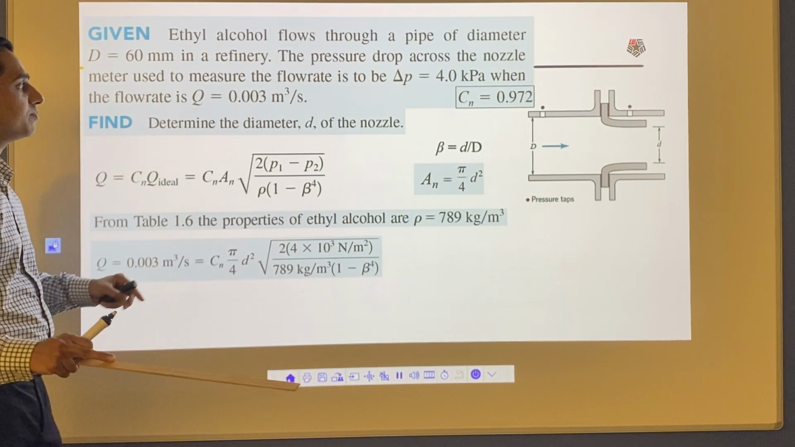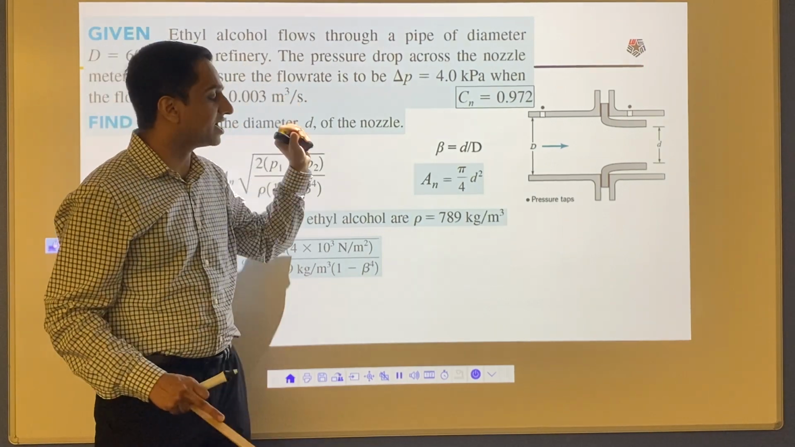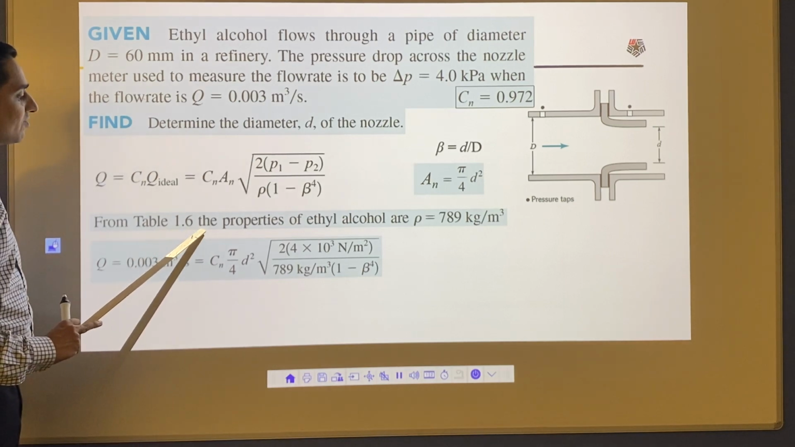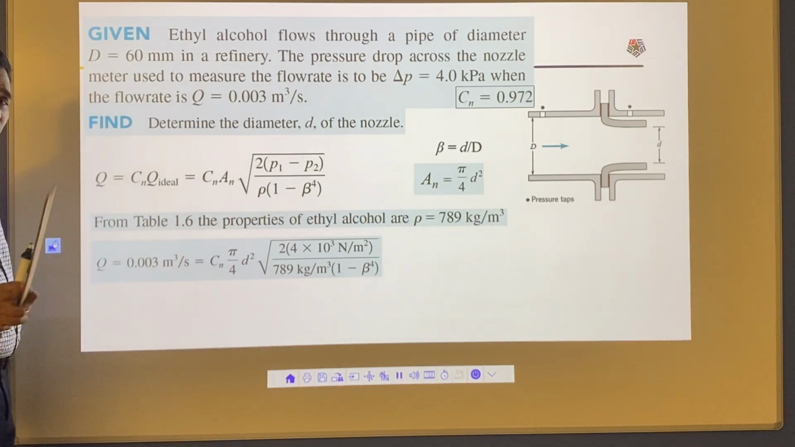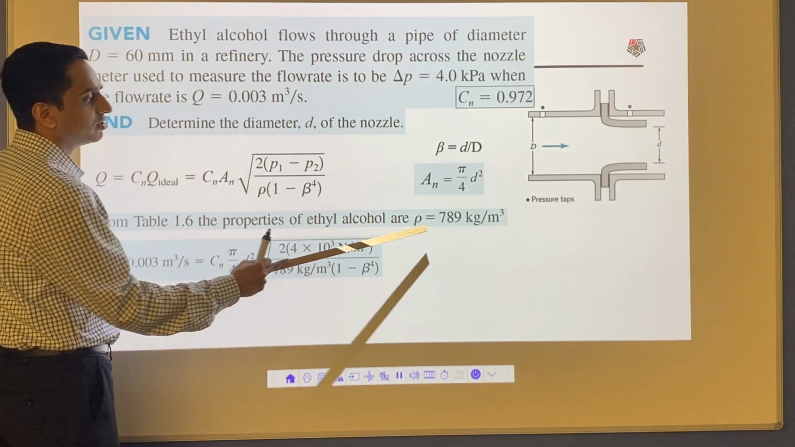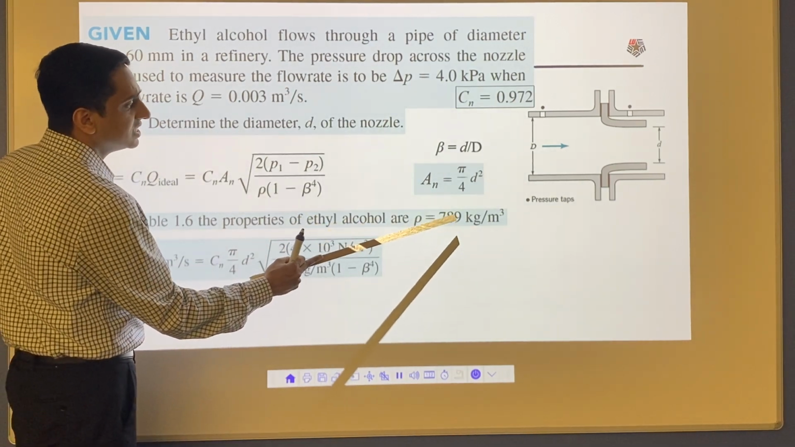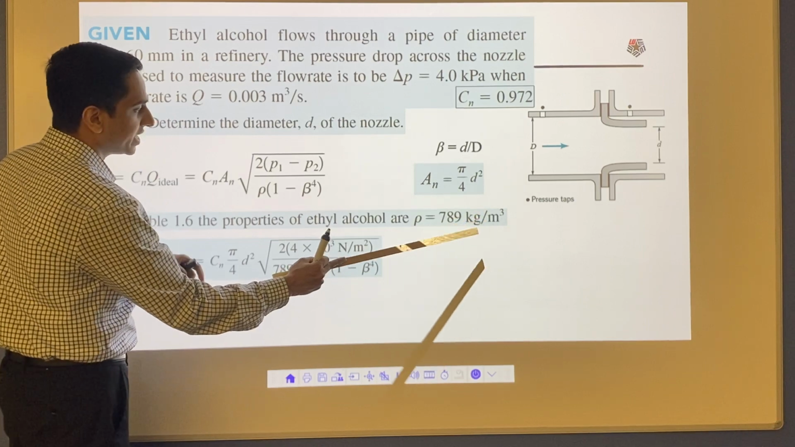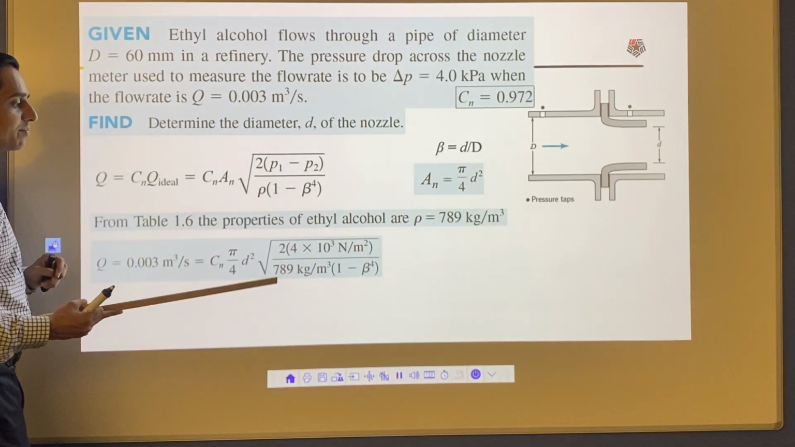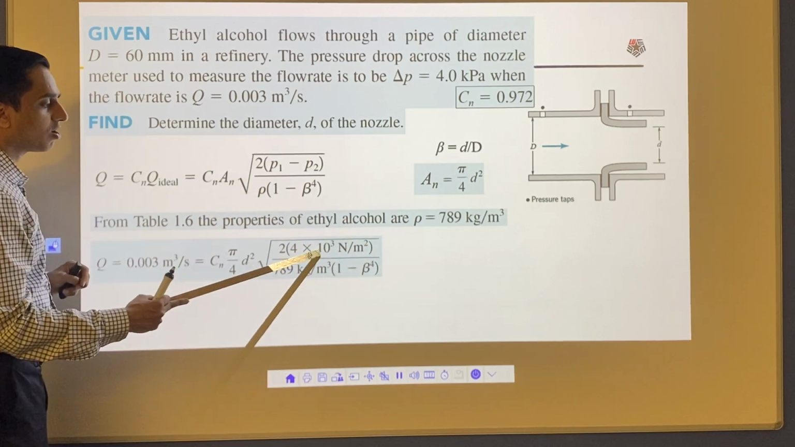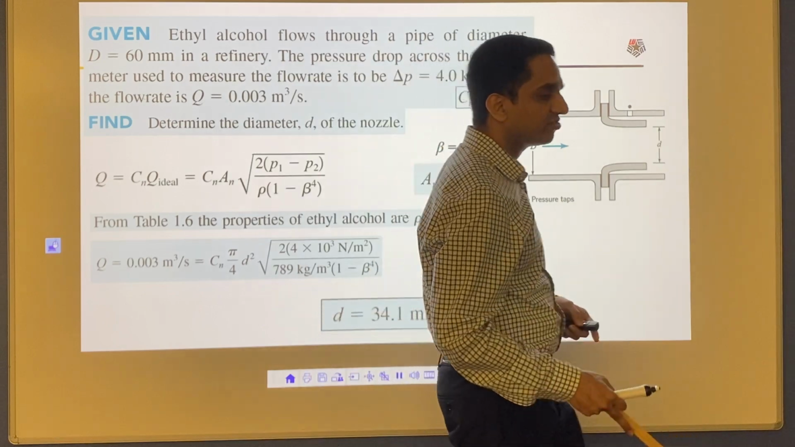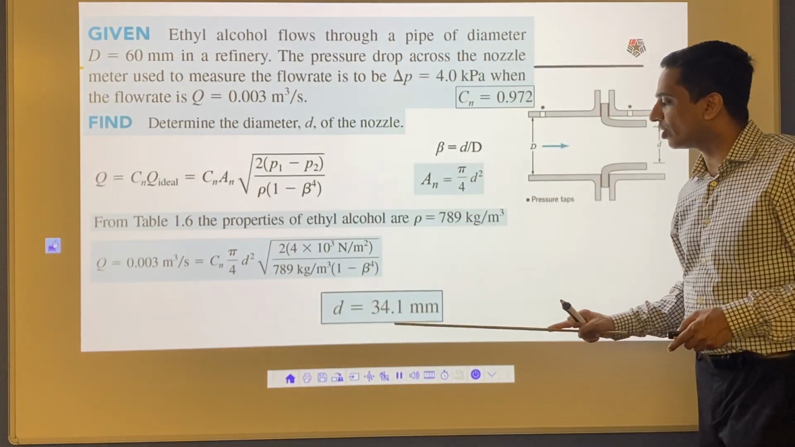Now in this kind of problem, the density of ethyl alcohol is not given, so you can get that density from Table 1.6. In your book you have a table for all the materials. So for ethyl alcohol, the density is around 789 kilograms per meter cubed. You take that density, put it in here, and you should be able to calculate the diameter. So this is the equation that you have to solve, and then all you have to do is punch in the numbers and calculate your diameter, which will come around 34.1 millimeters.